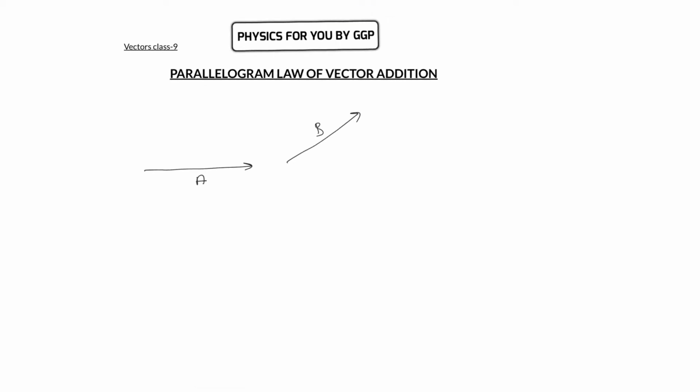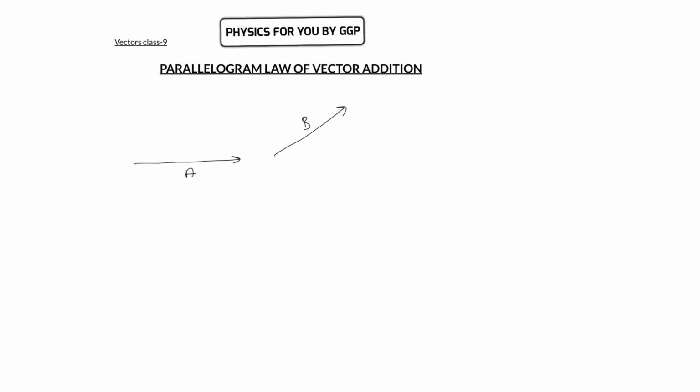Welcome all to Vectors class 9, and this will discuss the parallelogram law of vector addition. So according to the parallelogram law of vector addition, let's say we want to add two vectors, a vector and b vector. First we can find the angle between the a vector and b vector. Already we discussed that the angle between two vectors is the angle between them when their tails are connected together. Let's say the angle between a vector and b vector is theta.